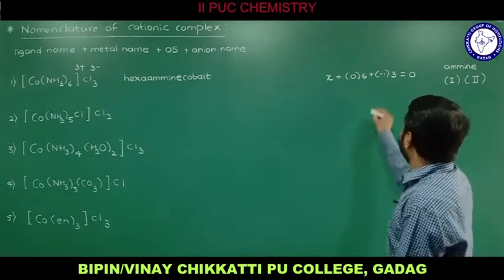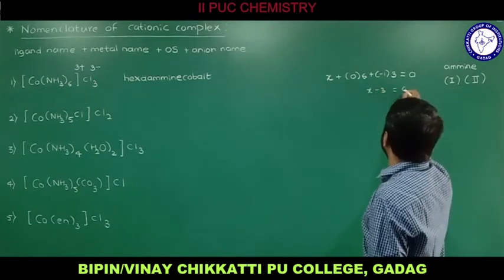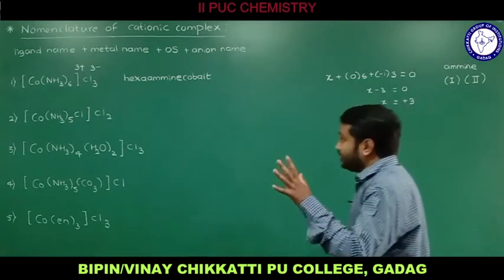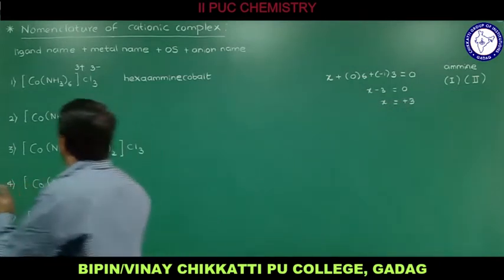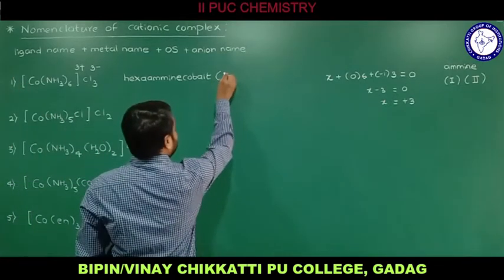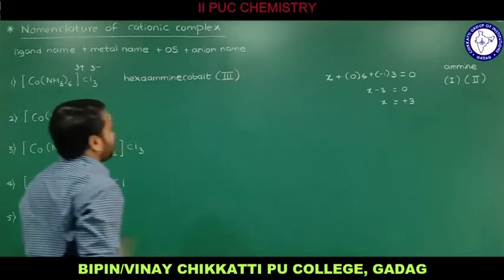So how are you supposed to write? So we get X minus 3 is equal to 0 and X is equal to +3. So the oxidation number of cobalt is 3 plus. So what do I write here? The oxidation number I write in a bracket, that too in a Roman numeral, so (III). So the oxidation number is over.